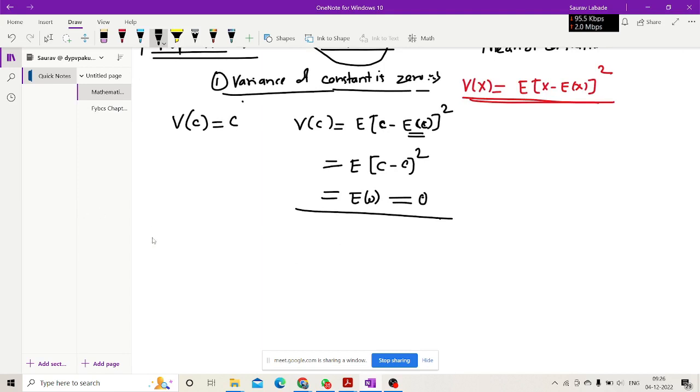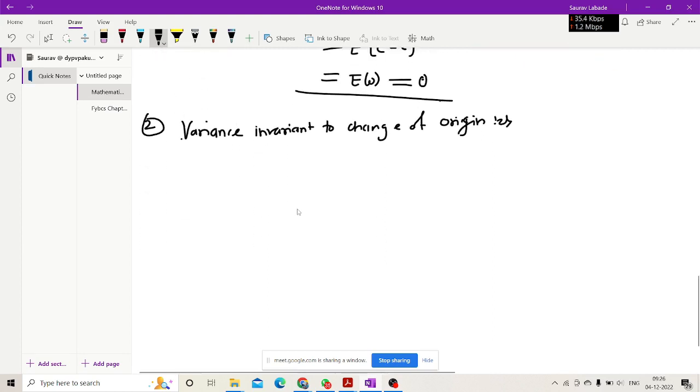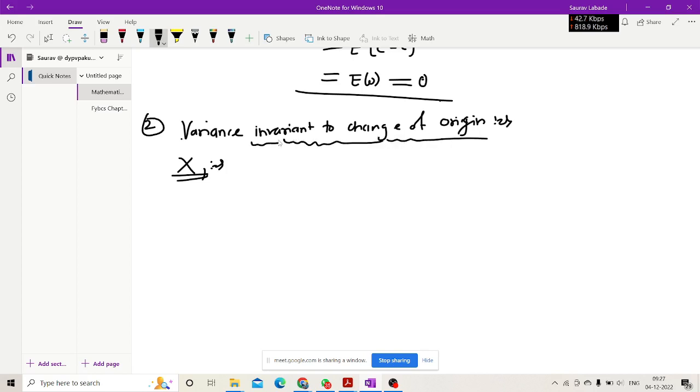The second property of the variance is that variance is invariant to the change of origin. Again, considering X is a discrete random variable. Invariant to the change of origin means what?